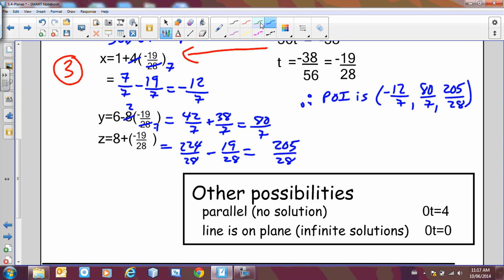Different possibilities then. If I have a situation where the line is parallel to the plane, I'll get something like this. Not necessarily those exact values, of course. It doesn't have to be a 4, but something that has no solution. If you try to solve this, in theory, what you're going to write next is t is equal to 4 divided by 0, which clearly we can't do. So there's no solution to that.